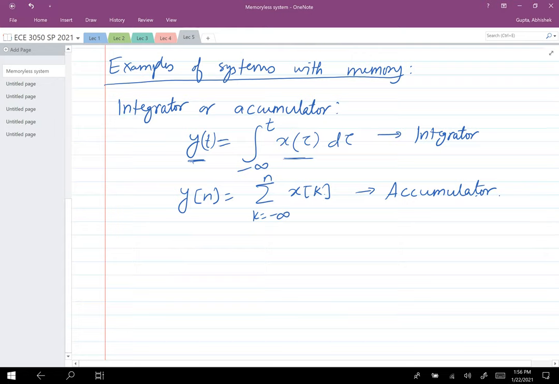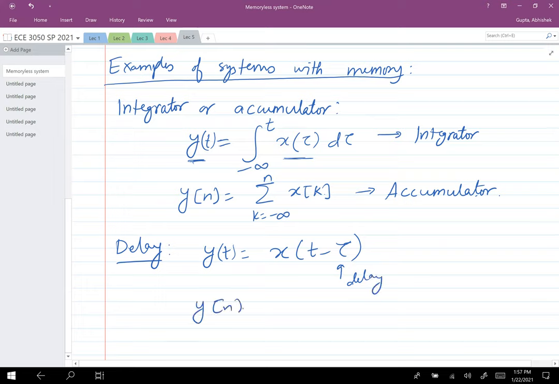And the second very important class of systems with memory is the one where you have delays. So y(t) equals x(t minus tau). Tau is the delay. Or y[n] equals x[n minus n naught]. N naught is the delay.